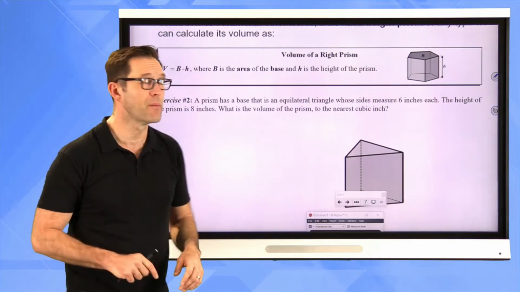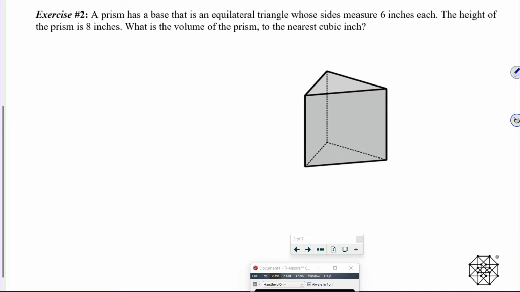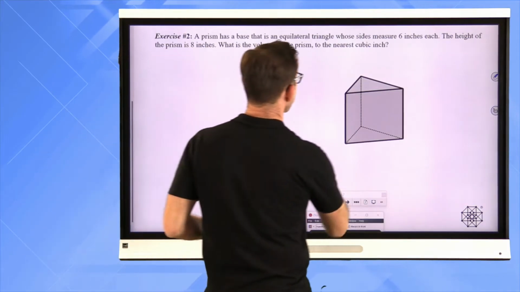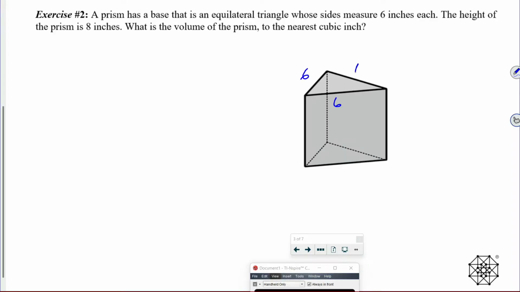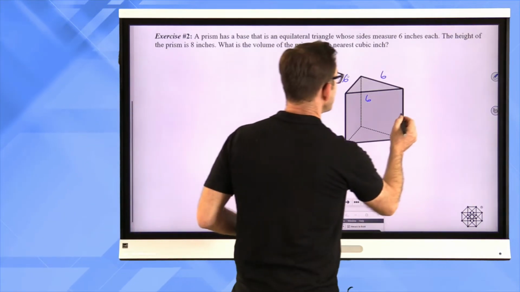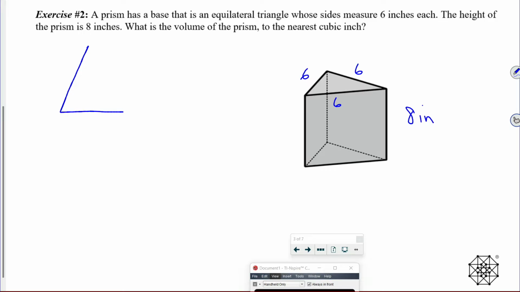Let's look at one that's a little bit more challenging than the last one, exercise number 2. A prism has a base that's an equilateral triangle whose sides measure 6 inches each. The height of the prism is 8 inches. What is the volume of the prism to the nearest cubic inch? All right, so just making sure that we understand this, we've got this prism, and its bases are equilateral triangles that are 6 inches on a side, and then it's got a height of 8 inches. Let's just make sure that we've really got that cross-section.